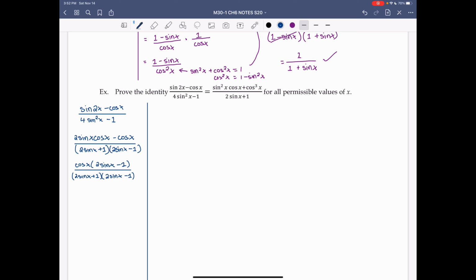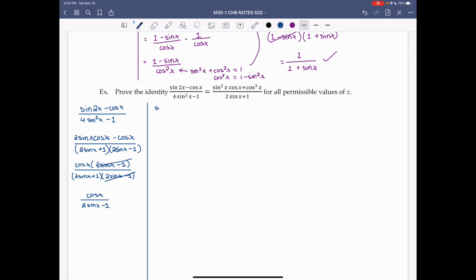Then I have factors of 2 sine x minus 1 on top and bottom that I can divide out, and I get cos x over 2 sine x minus 1. That's a much more simplistic form. Let's see if we can simplify the right side down to that as well.